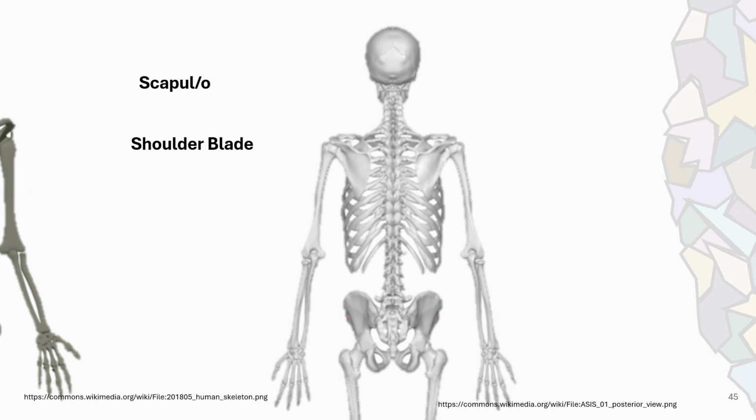The scapula, or scapulo for the root term, is the shoulder blade. You do have two of them. These are really best seen just from that posterior or that back side. So the official term for the shoulder blade is the scapula.